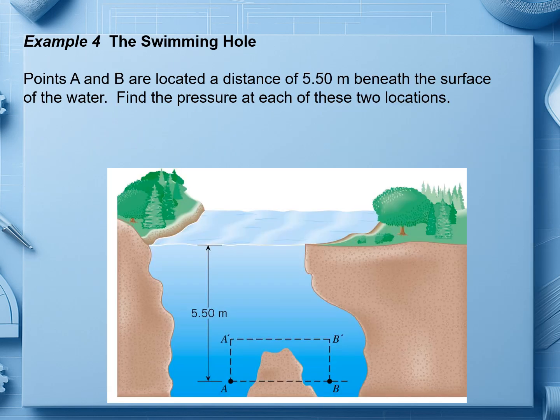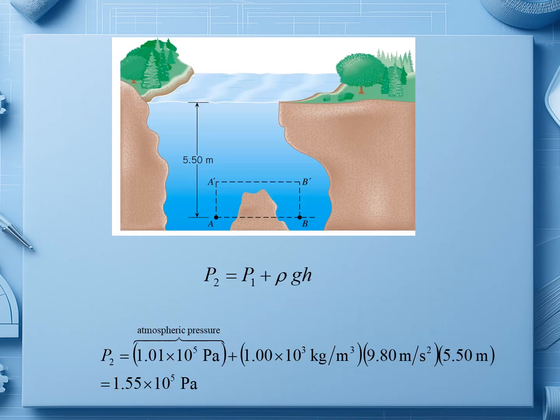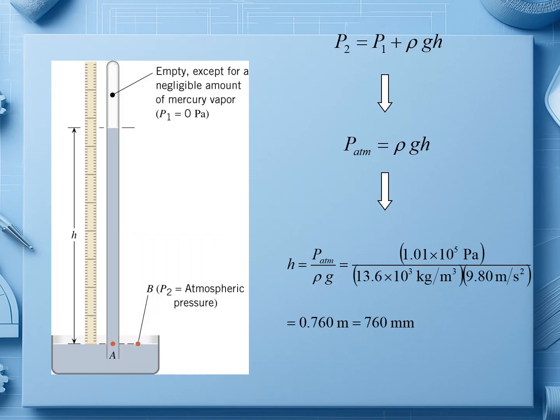Now, we are asked to find the pressure at 2 points, 5.50 meter beneath the surface. Since pressure increases with depth and both are at the same depth, they'll have the same pressure. Using the formula we have derived earlier, we can solve for the pressure.